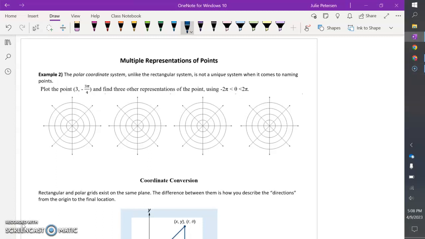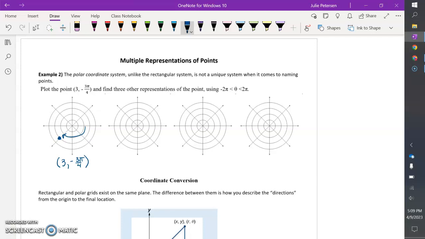So let's take a look first at the polar coordinate (3, negative 3 pi over 4). So I'm going to start by identifying that negative 3 pi over 4 means we're going to rotate in the negative direction. And then our r value being 3 means the point is going to be right here. So this is (3, negative 3 pi over 4). But you can imagine multiple different ways to represent this.